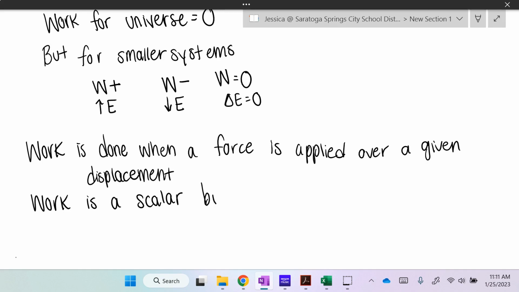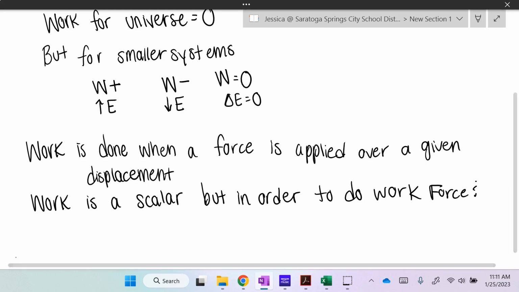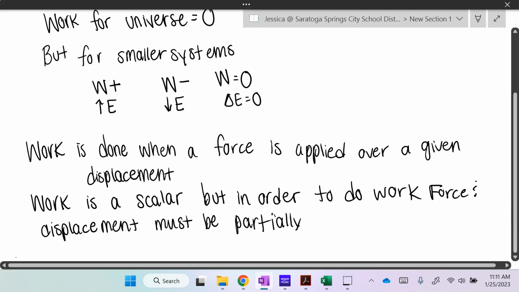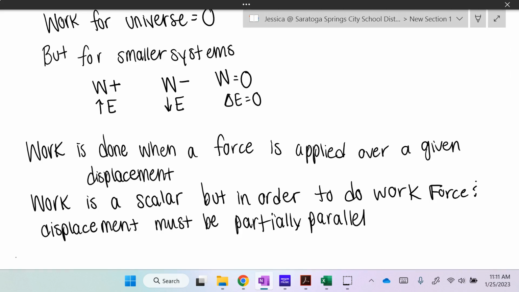just like energy, but in order to do work, the force and the displacement must be partially parallel. Partially parallel. Meaning in the same direction, like X direction, Y direction.